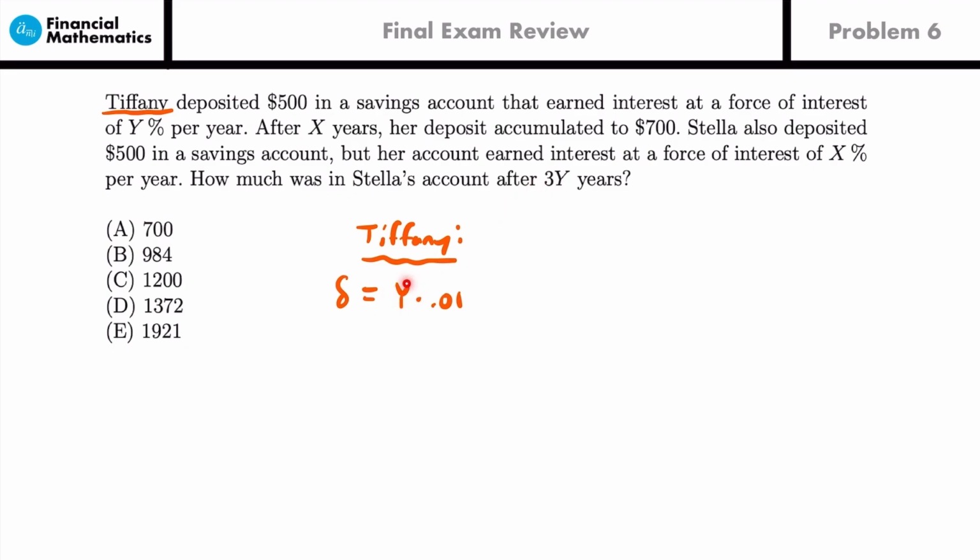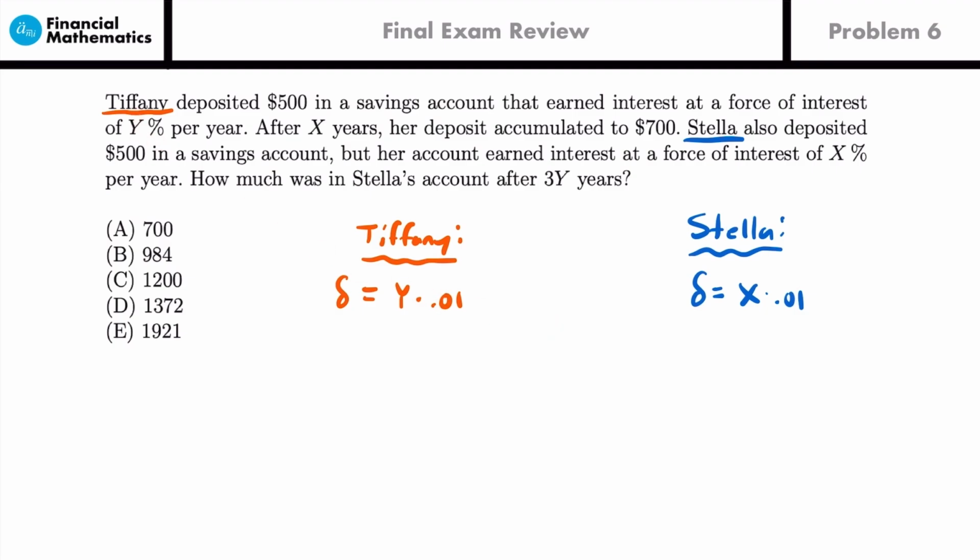We're multiplying that value of y by 0.01. Okay, so that's her force of interest. Now let's write down Stella's. She has a force of interest of x%, so that will be x times 0.01. All right, now let's set up some equations involving their deposits.